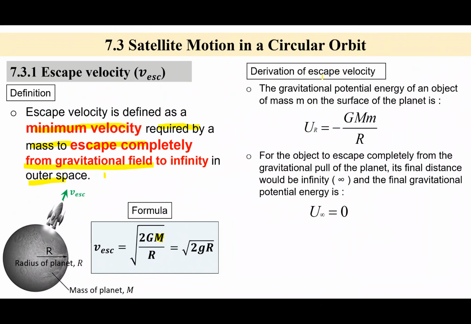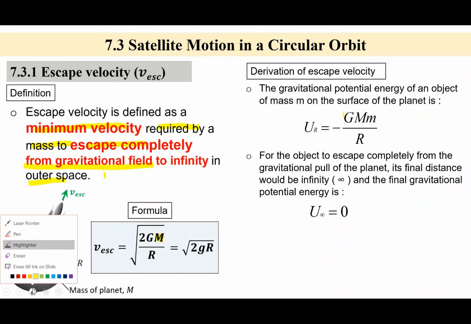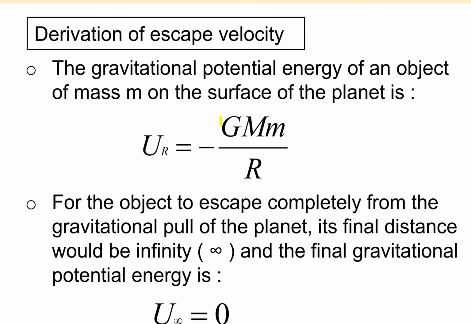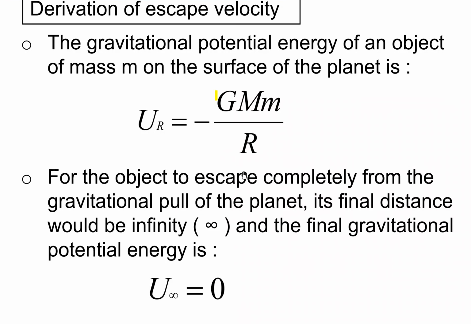And then derivations of the escape velocity. So ini adalah derivations untuk escape velocity. So kita ada the gravitational potential energy of an object of mass m on the surface of the planet. Ini adalah kita punya potential energy dekat surface of the planet, which is, R ni adalah radius lah. And then for the object to escape completely from the gravitational pull of the planet, its final distance would be infinity. And the final gravitational potential energy is zero.